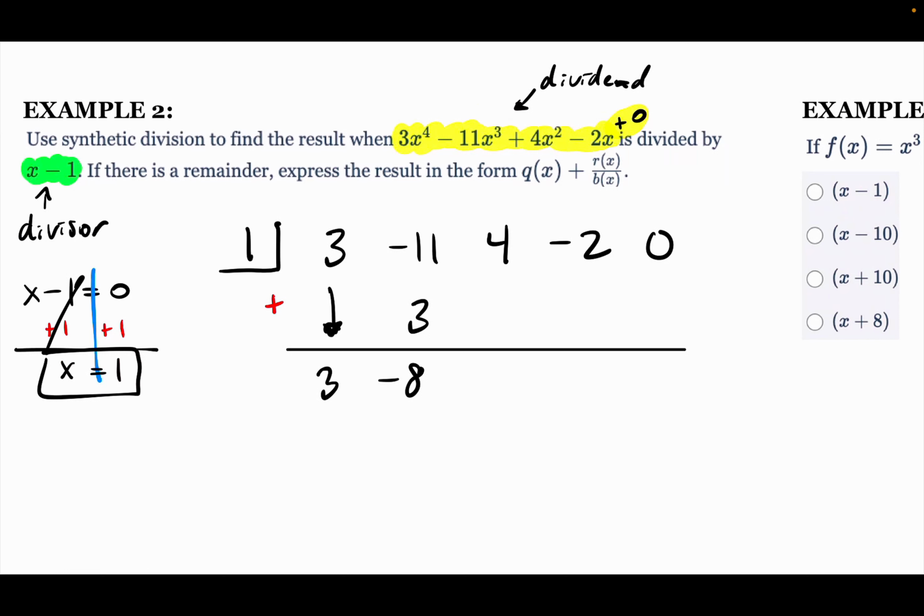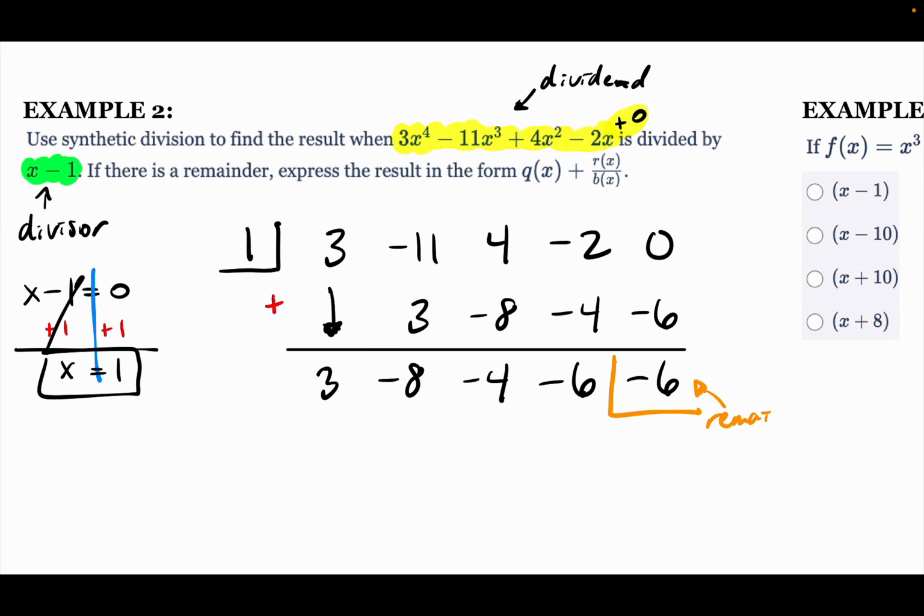-8. Multiply again. 1 times negative 8. Negative 8. Add straight down. Negative 4. Multiply. Negative 4 times 1. Negative 4. Add straight down. I get negative 6, right? Last one. Multiply. Negative 6 times 1 is negative 6. Add straight down. Negative 6. Done. Remember, the last number is always the remainder. So that's going to be my remainder.